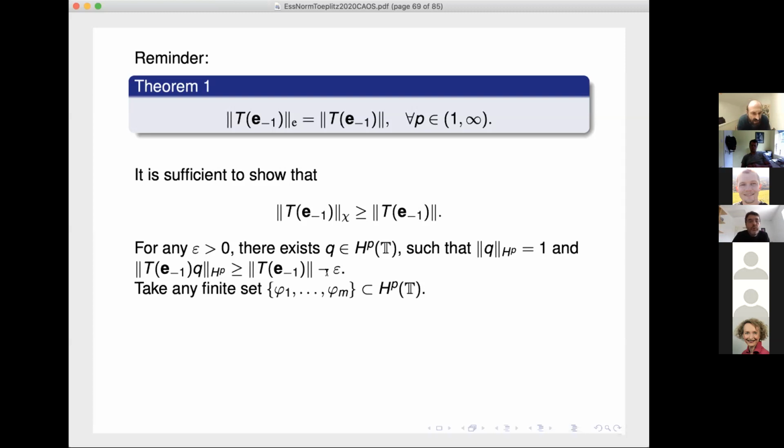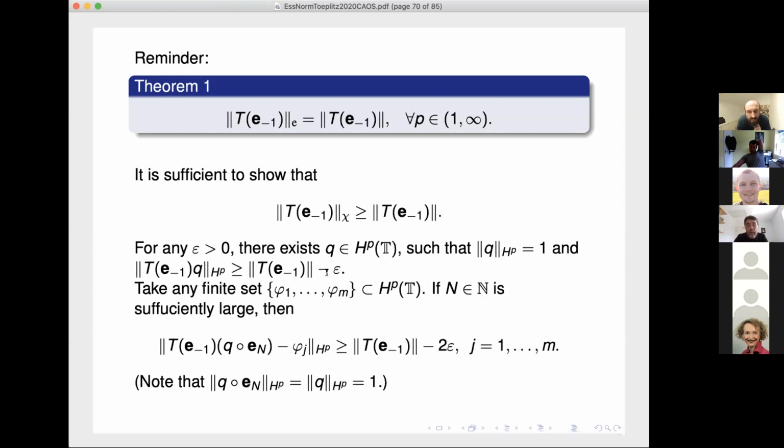And then what you do, you take any finite set in HP. Think of those as the centers of the balls of small radius by which you want to cover the image of the unit ball. Now you can prove that if you compose your function with z to the power n, for very large n, then the distance to all of those guys will be almost the norm.